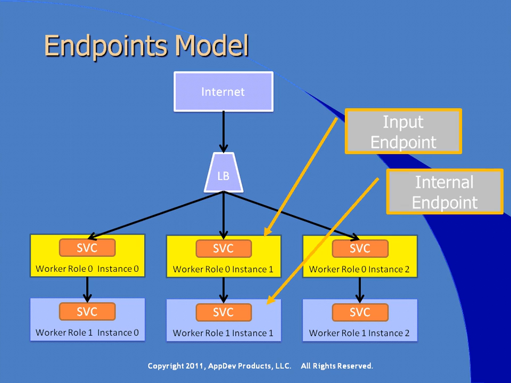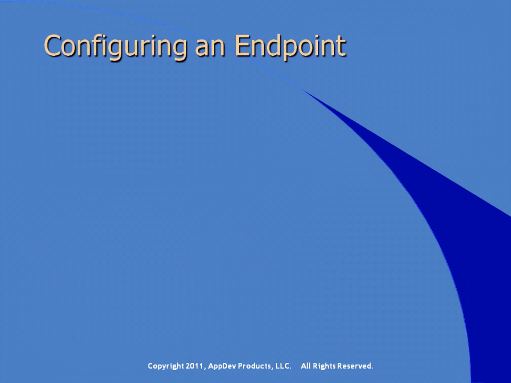You have requests coming in through the load balancer, which are talking to input endpoints. So I have worker role instance 0, instance 1, and instance 2, and these are my input endpoints. And these are also talking to internal endpoints, worker role 1, instance 0, 1, and 2. Configuring an endpoint is actually quite easy.